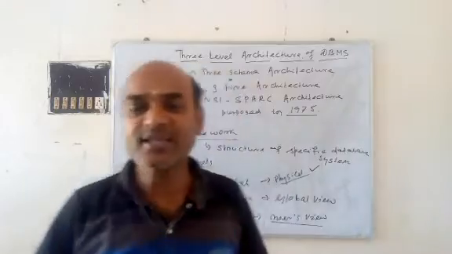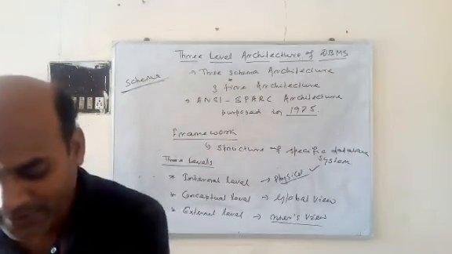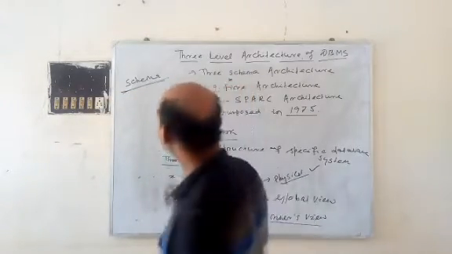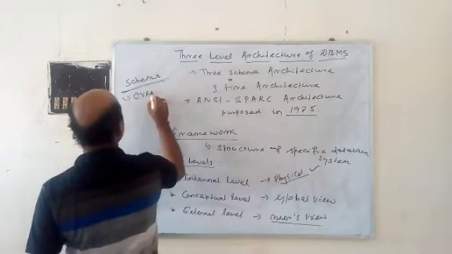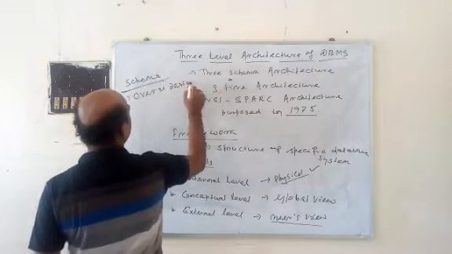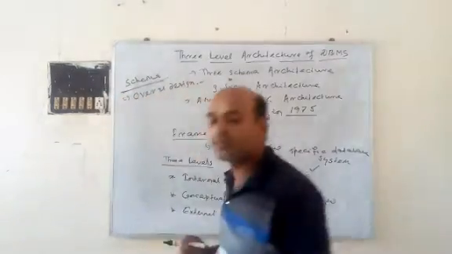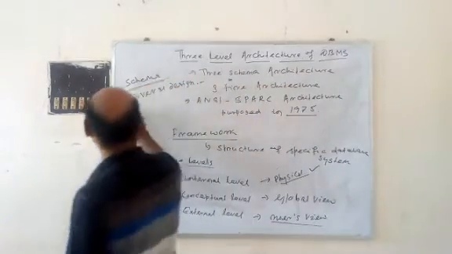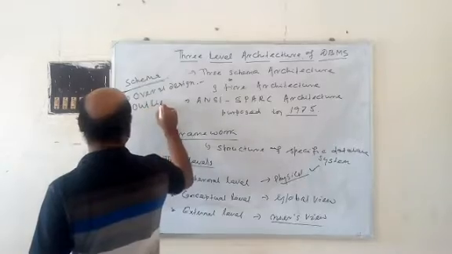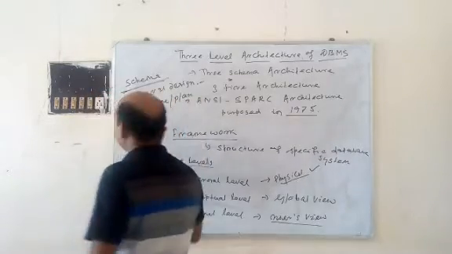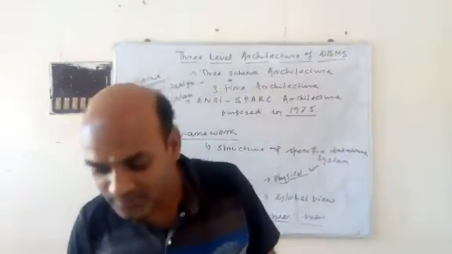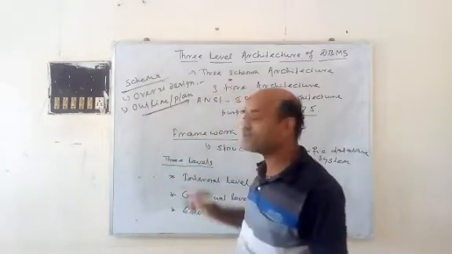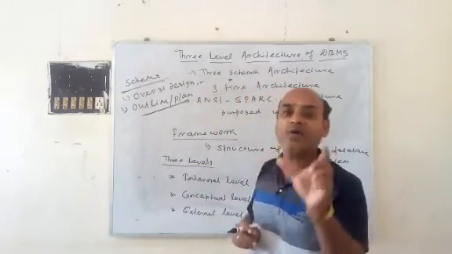Schema is an outline or a plan. It can be the overall design of the database. The overall design of the database system is your schema. The schema is an outline or plan that describes different records and the relationships between them, how records are related.